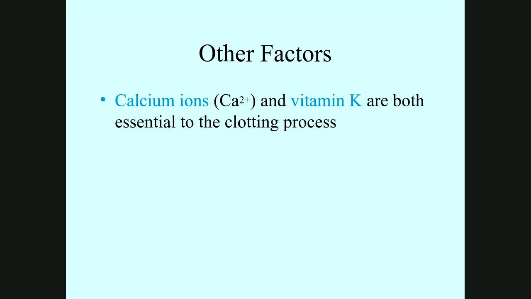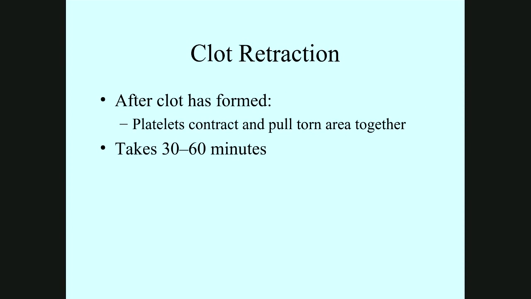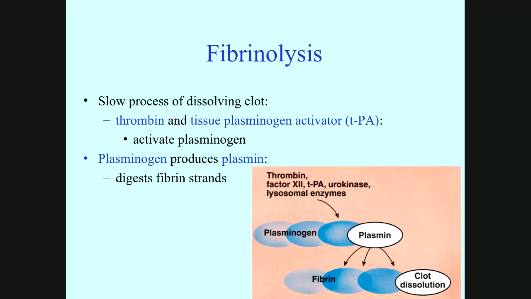Of course, you've seen that the calcium, which is common between the intrinsic and the extrinsic pathway, is very essential to the clotting process. Vitamin K is also very essential to this clotting process. So after the clot has formed, platelets contract and pull the torn area together. This takes between 30 to 60 minutes. After that, what happens? A slow process of dissolving the clot.